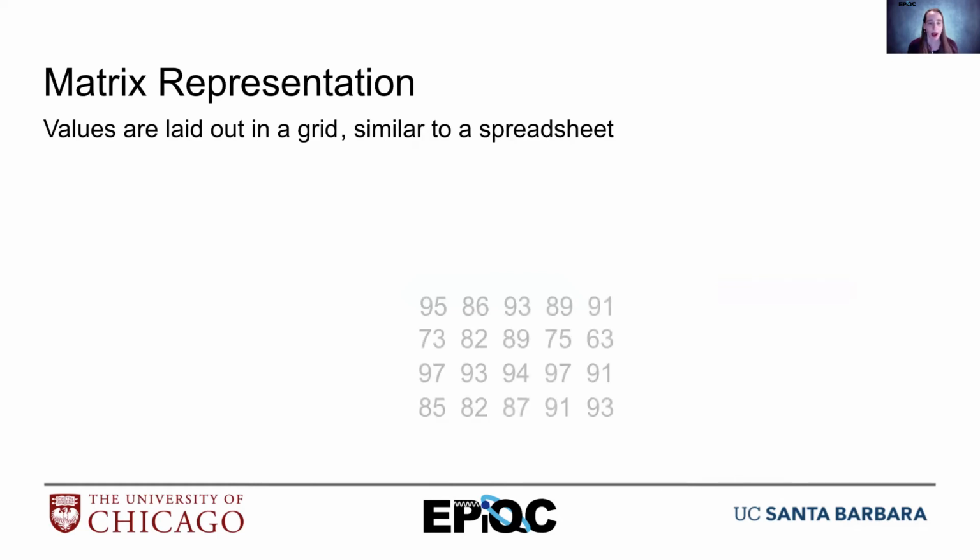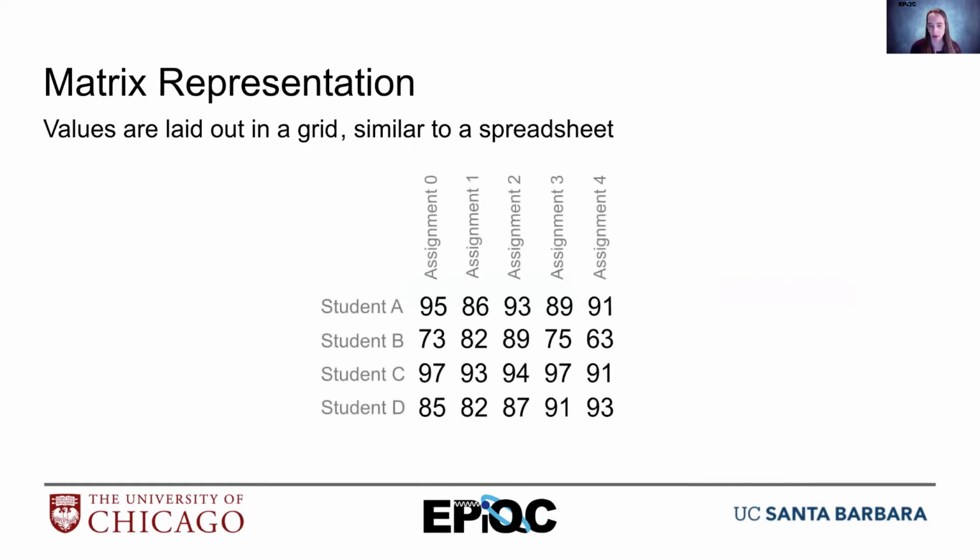Okay? So let's say I have a grid of numbers, and these numbers happen to represent each row is a student and each column is an assignment. And so these numbers are not placed randomly. Their position in the row and column ties them to a specific student and assignment. And so this is how matrices work.